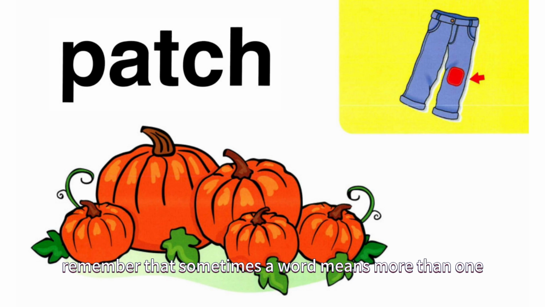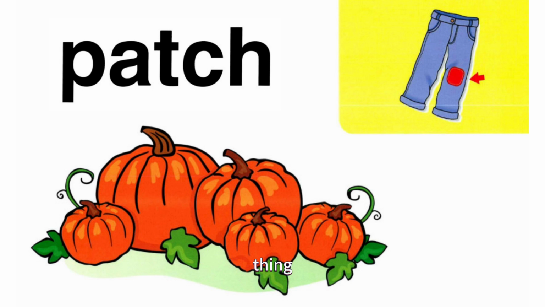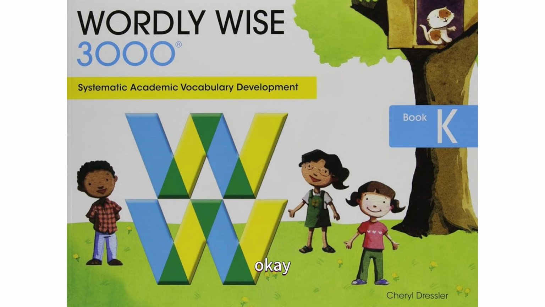Remember that sometimes a word means more than one thing. Look at the picture card again and find the little box in the corner. Patch also means a small piece of cloth or other material that is placed over a hole to fix it. Okay, next, let's move to today's story.